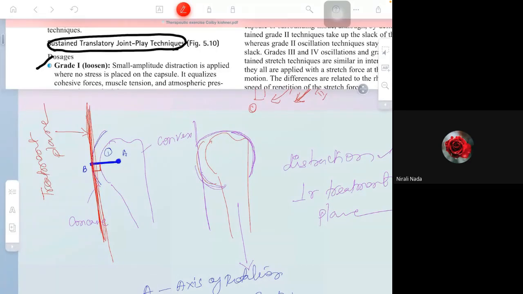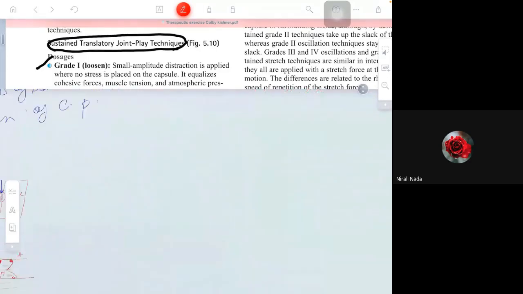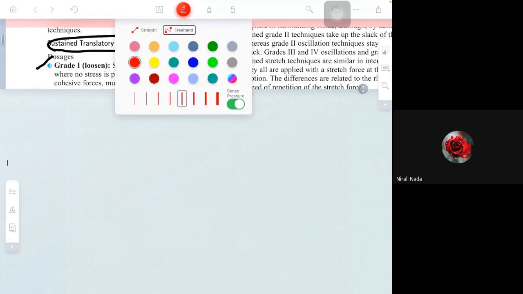I'll give one more example. If you don't know the treatment plane, then how will you manage? See, okay, one more diagram I will explain.